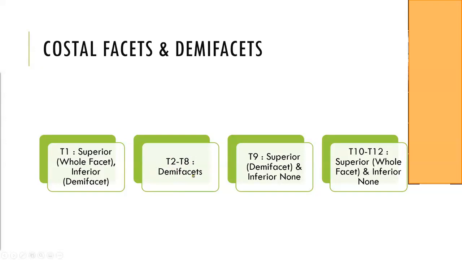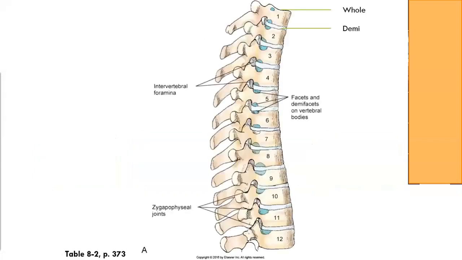T2 through 8 all have demifacets, meaning that the ribs attaching to the demifacets are halfway in between the vertebrae above and the vertebrae below. T9 has a superior demifacet, there is none on the inferior side, and T10 through 12 have a whole facet. So when we look at it, these blue highlighted spots are the facets, or depending on what vertebrae, it would be a demifacet.